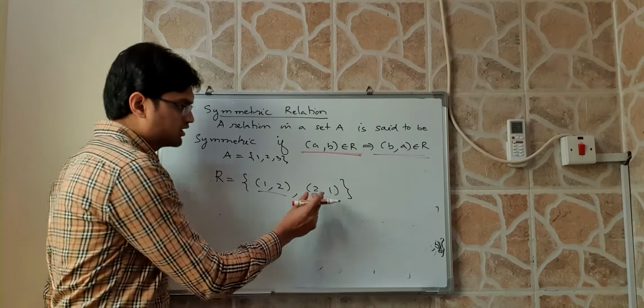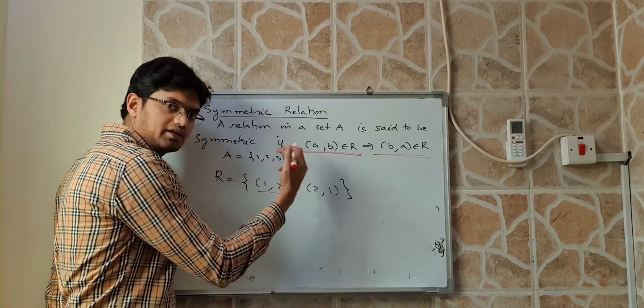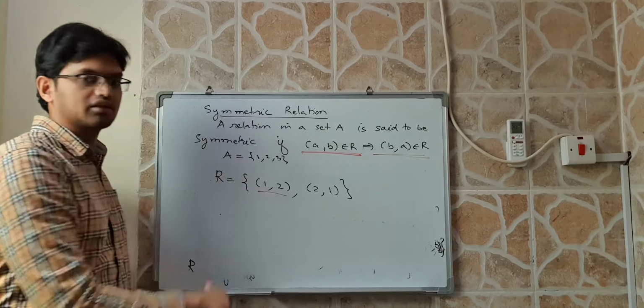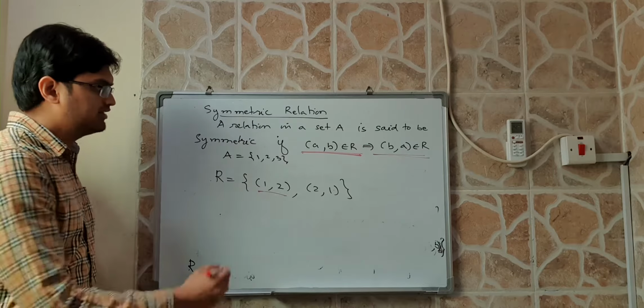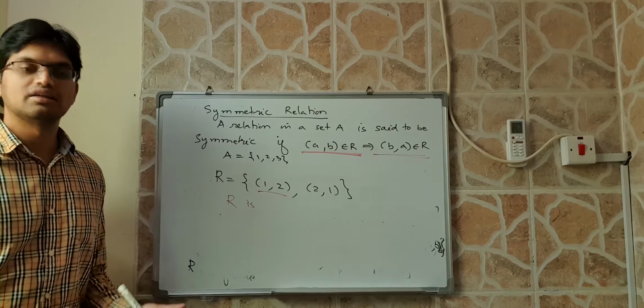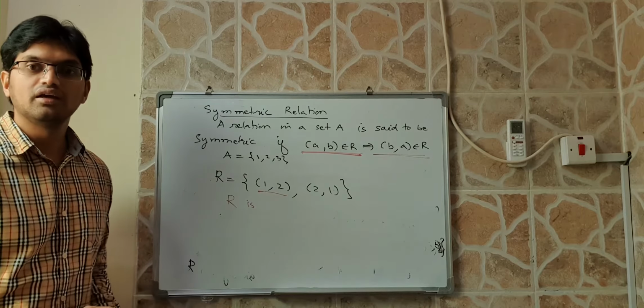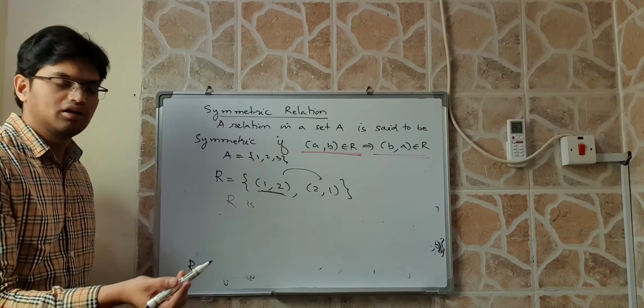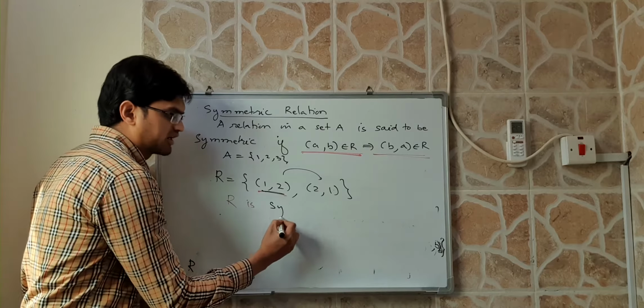Not only that, you can see 2 comma 1. If you interchange it, it will become 1 and 2, 1 comma 2. Both are there. So hence I can conclude R is what? Symmetric relation. Why? Because for every A comma B, I have B comma A. So R is symmetric.